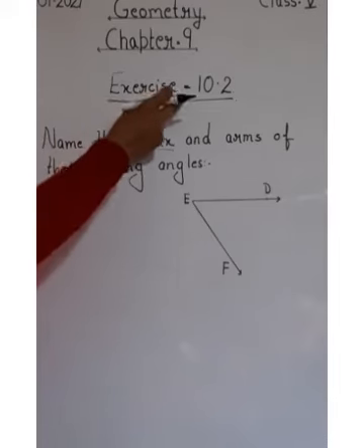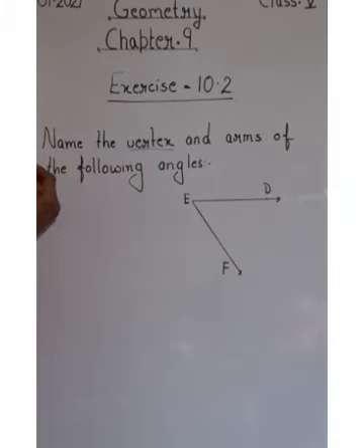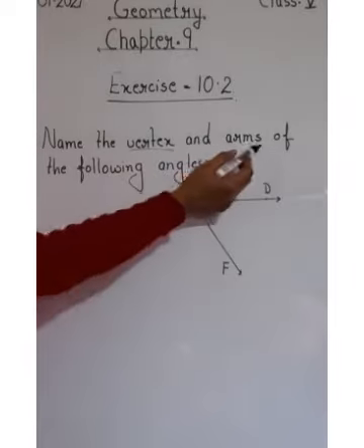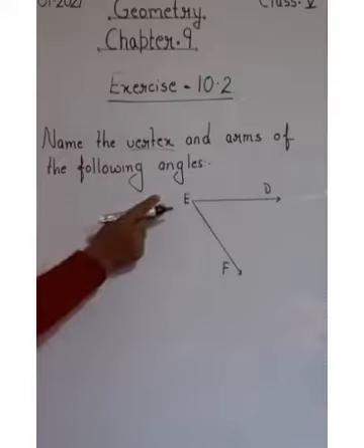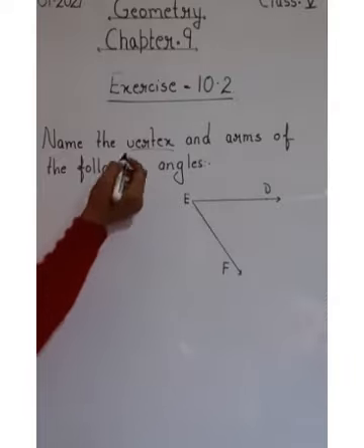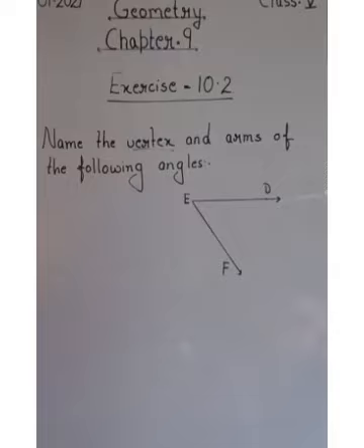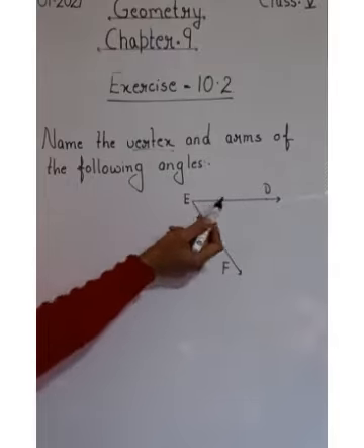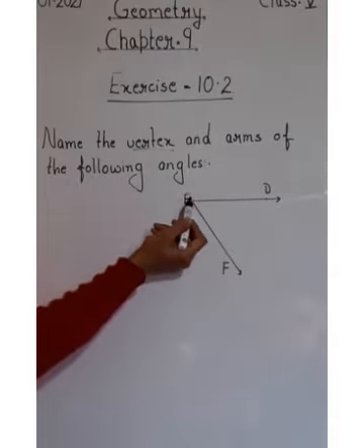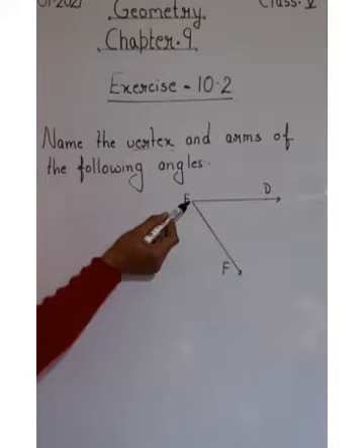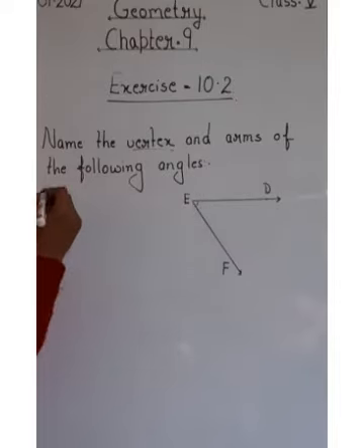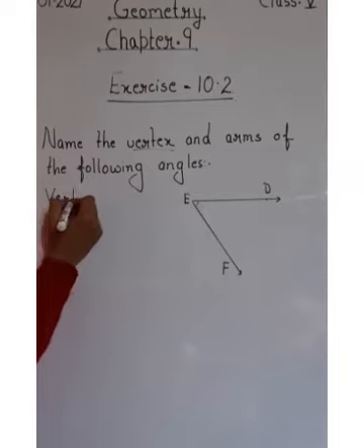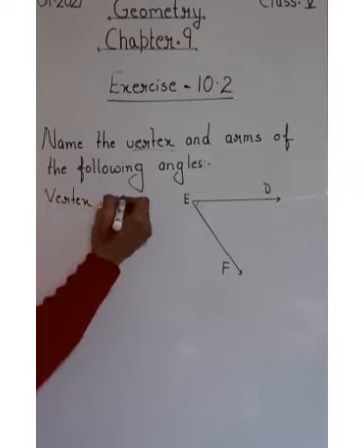Now we will do some questions from exercise 10.1. So question number 1 is: name the vertex and arms of the following angles. I am doing the E part of it. I have drawn an angle over here. First you have to name the vertex. Now what is the vertex? The common endpoint. You can see the endpoint of ray ED is E and of ray EF is E only. So the common endpoint is E. So this is the vertex over here, E. So you will write: vertex is E.